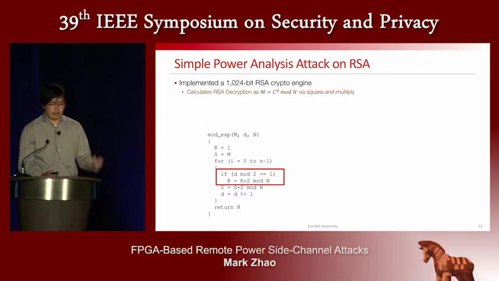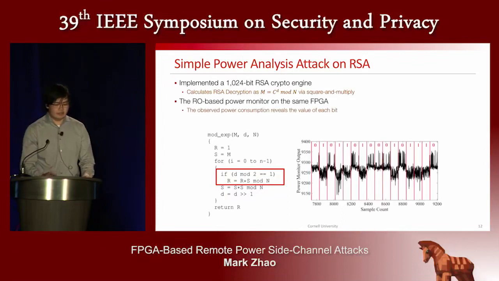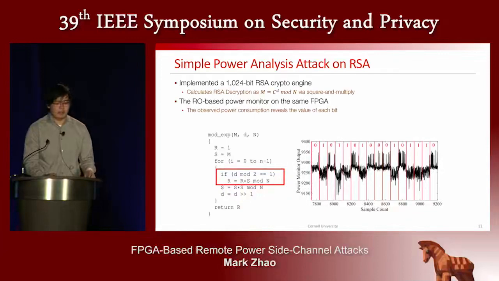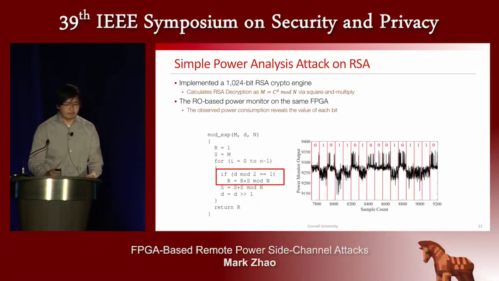So if we run this explanation module on the FPGA and use our ring oscillators to record a power trace, we see in the power trace to the right that not only is every round of this RSA decryption visible, but the actual bit value computed during each round is also visible, meaning that a simple power analysis, or SPA, attack is perfectly viable.